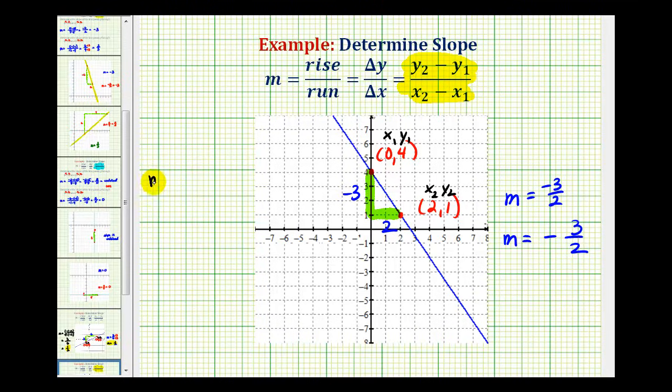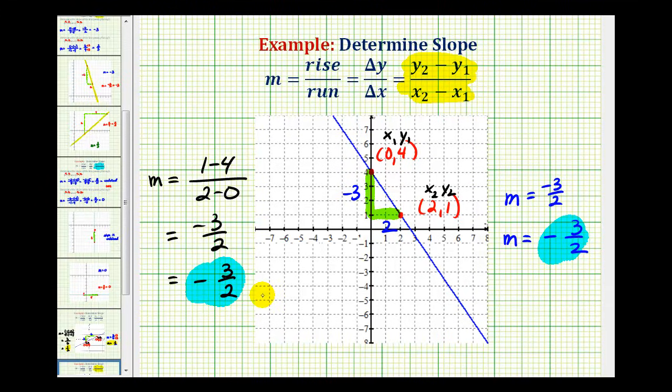So now using the slope formula, we would have y sub 2 minus y sub 1, that's going to be 1 minus 4 over x sub 2 minus x sub 1, that's 2 minus 0. And we get the same slope, this would be -3/2, or if we want, just -3/2. So regardless of which method we use, of course the slope is going to be the same.